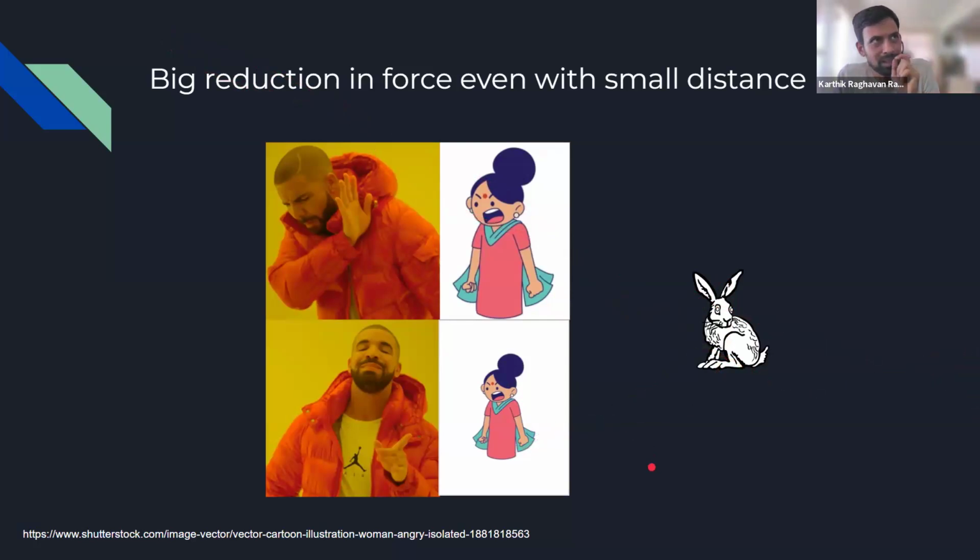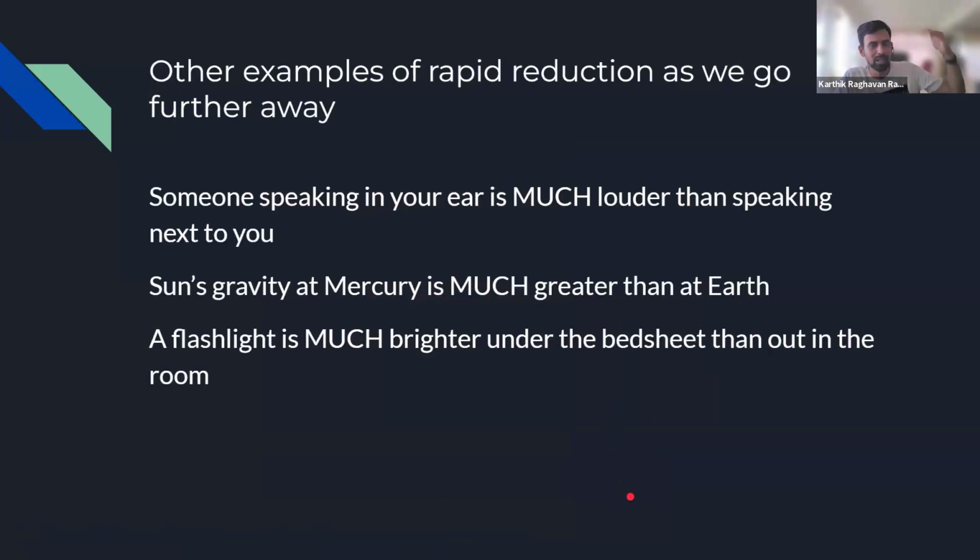I'm trying to explain the feel of this whole thing, right? So this is not mathematically precise. In your higher grades, you will get the mathematical precision, but for now, understand the intuition behind it. Even if you take a few steps further away from the source, the reduction in force is really big. For example, someone shouting in your ear, versus talking normally from this much distance, is a big difference.